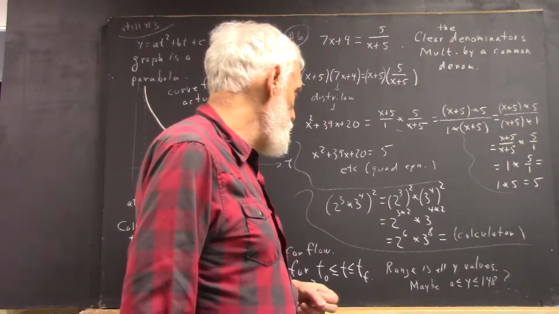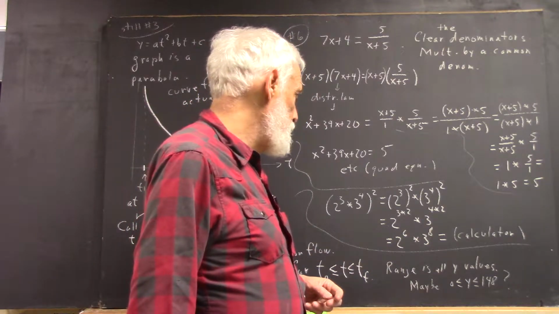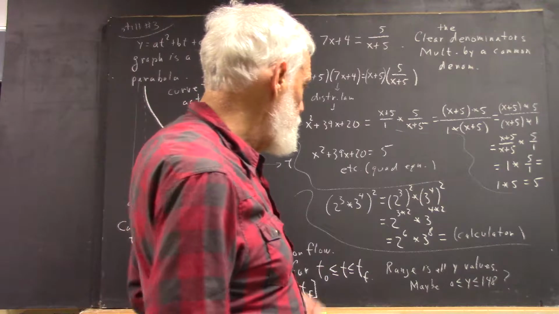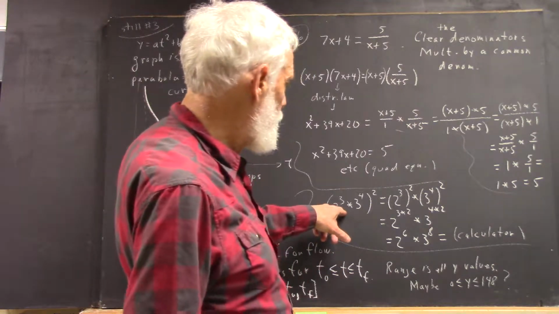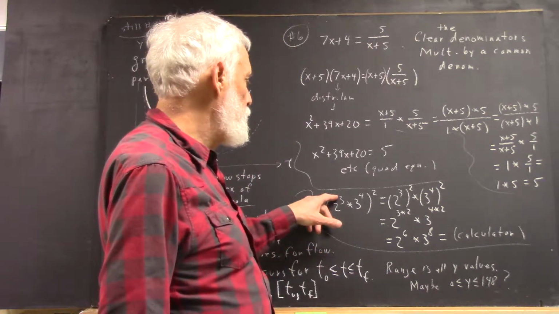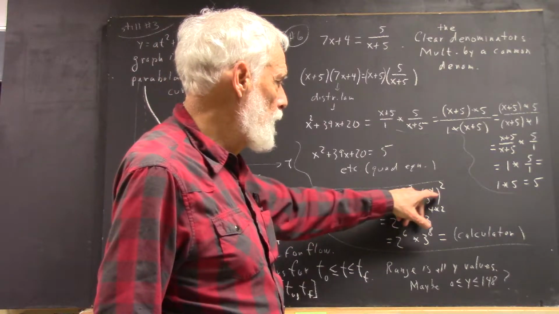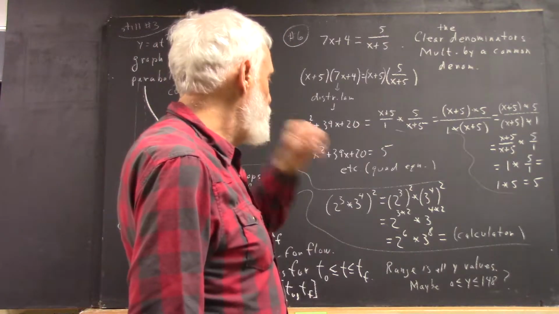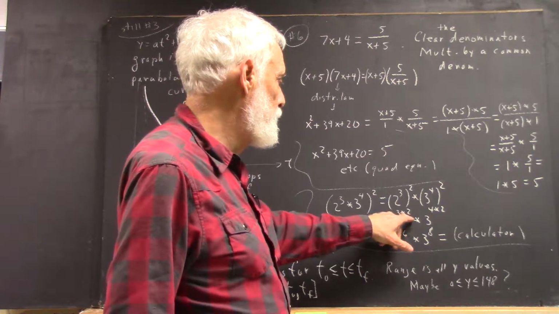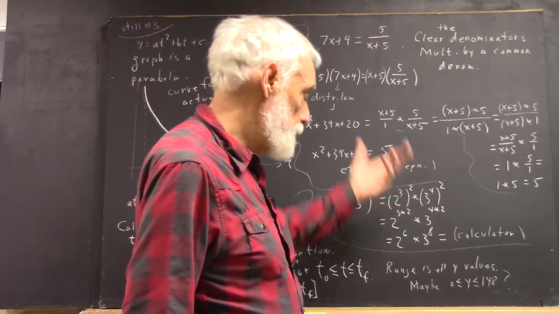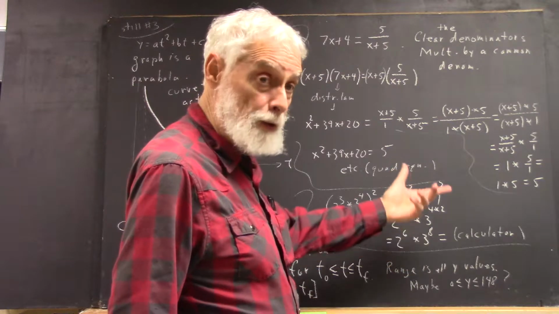Now there are various ways this could be done. I just said, okay, applying the laws of exponents, 2 cubed times 3 to the 4th, squared is 2 cubed squared times 3 to the 4th squared. And that's 2 to the 3 times 2 times 2 to the 4 times 2, which is 2 to the 6 times 3 to the 8th.